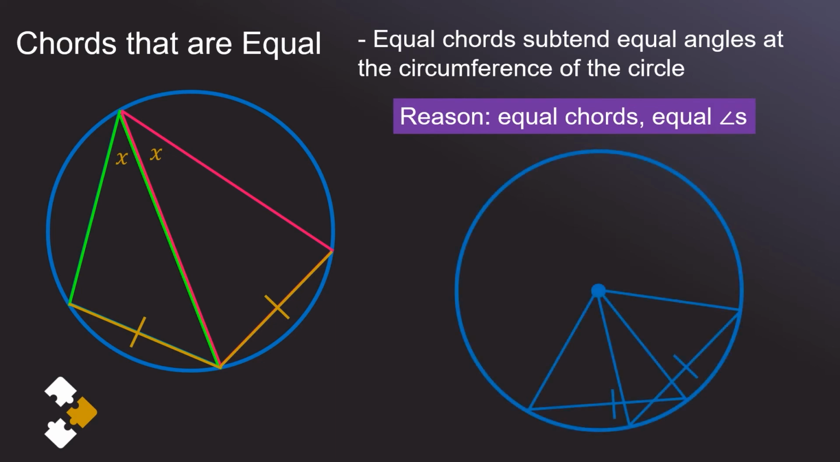Now note that these angles don't even need to be at the circumference of the circle. If we have angles at the center of the circle and we have equal chords that subtend those angles, then we get exactly the same result: those angles at the center of the circle are equal. And then in very, very rare cases, you might even have identical circles with equal chords in those circles, and then those would also be equal, but that's not something you're going to see very often.